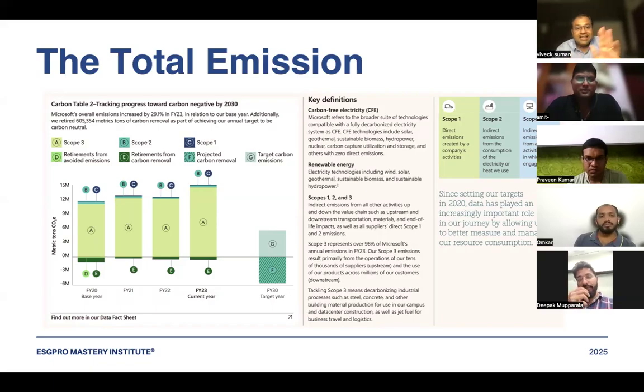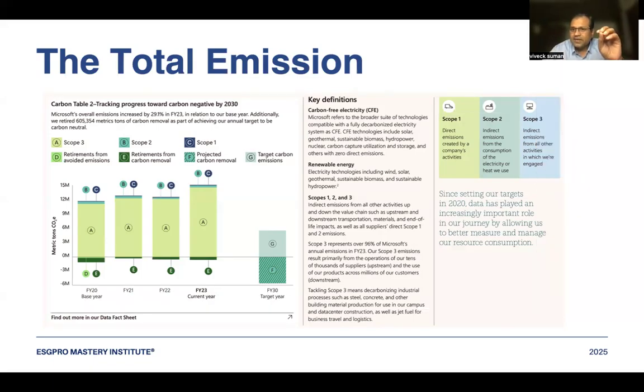Now, this is the part where we are talking about Microsoft once again. Try to understand its journey towards carbon negativity, right? If you now have the 2024 number in front of you, what you will see is that this year, in 2024, they have reduced the emissions. Can anybody check that? Total emission, they have literally reduced.